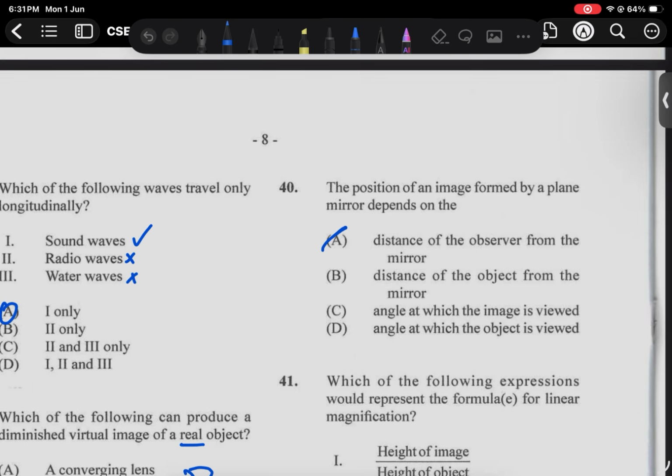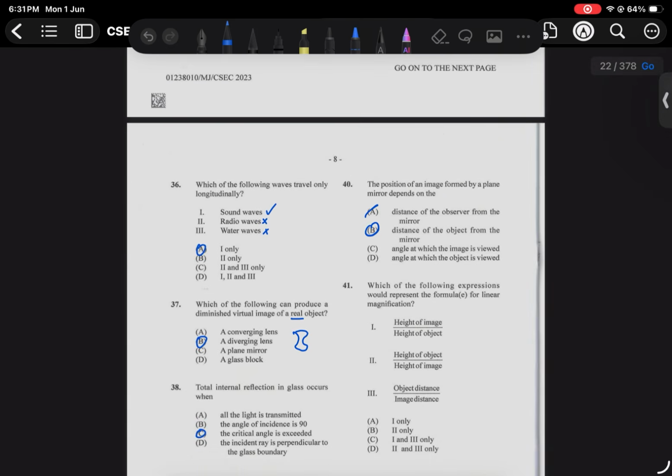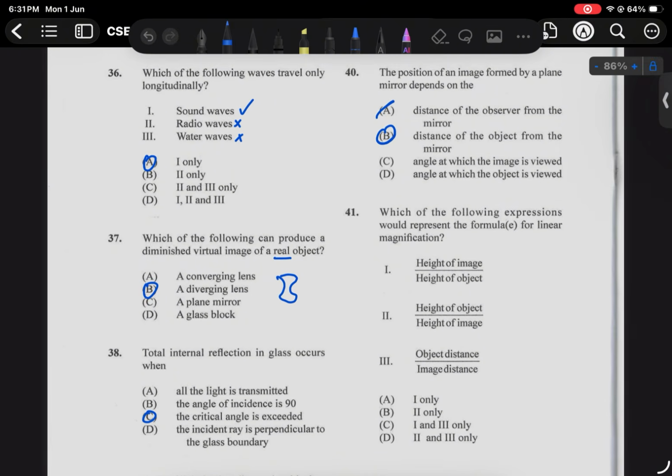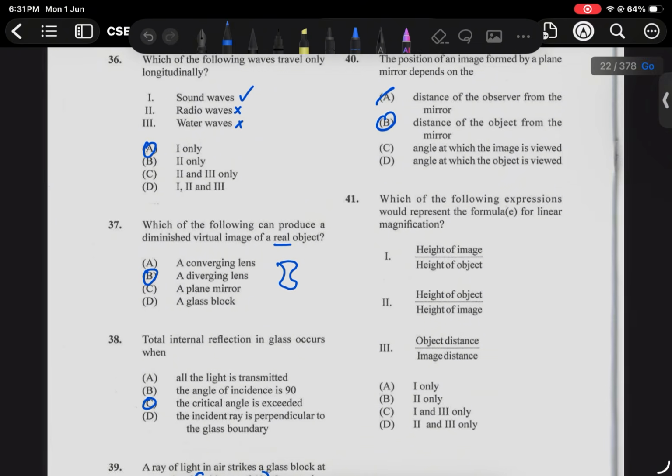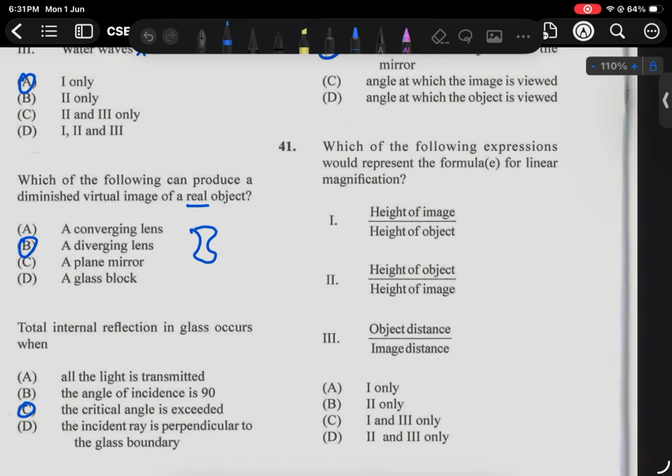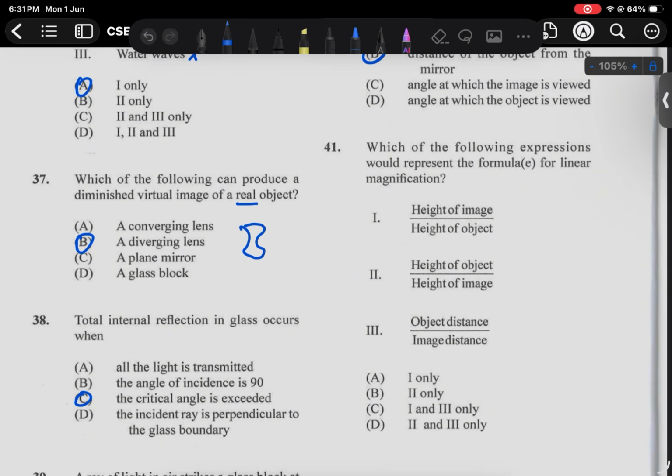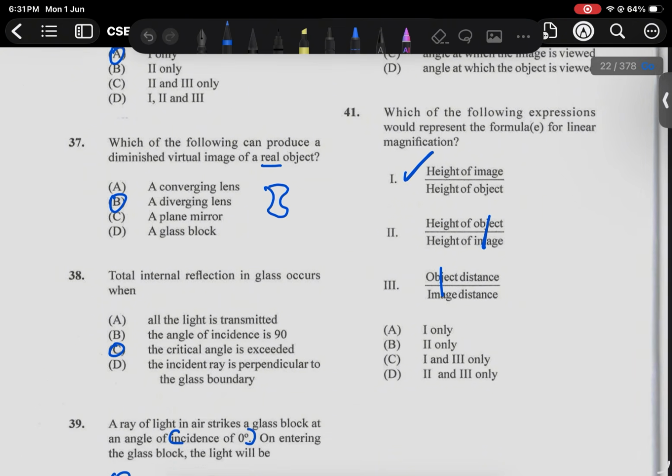Position of an image formed by a plane mirror depends on the distance of the observer, no, the distance of the object from the mirror. So we know the distance of the object is equal to the distance of the image away from the mirror. Which of the following expressions would represent the formula for linear magnification? We know it's always image over object, so anything that has object over image is wrong. So it's height of image over height of object. So it's I only.